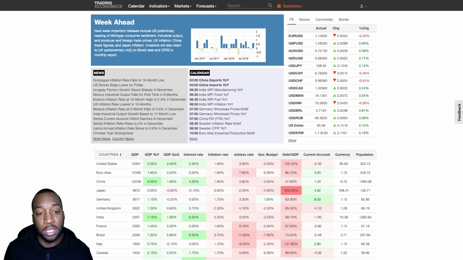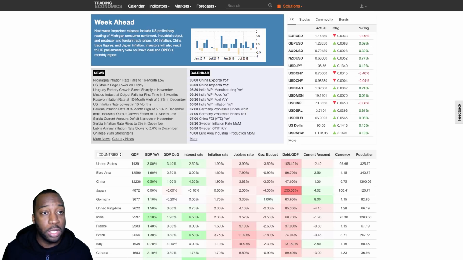So the Brexit parliamentary vote is going to be a market mover. It's more sentiment driven. So again, let's see what happens with the pound.